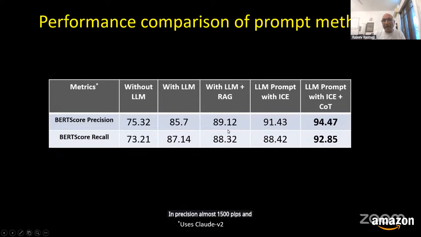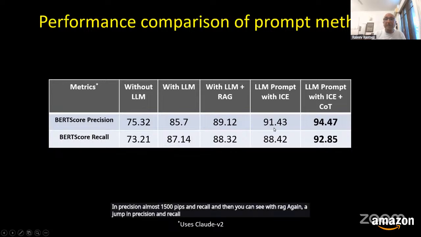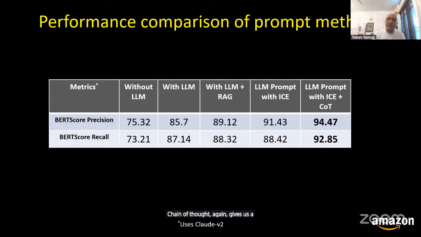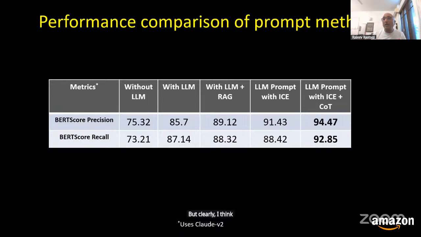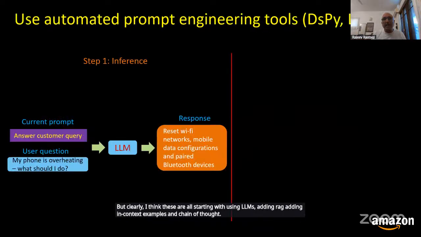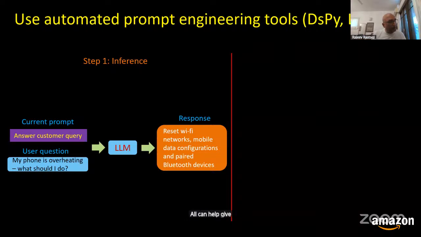And then you can see with RAG, we get again a jump in precision and recall, and then a further jump in precision with using in context examples, and then finally adding chain of thought again gives us a big jump, right? Again, this is for our application. The performance can vary, it is very application dependent, but clearly, starting with using LLMs, adding RAG, adding in context examples, and chain of thought, all can help give improvements in performance.